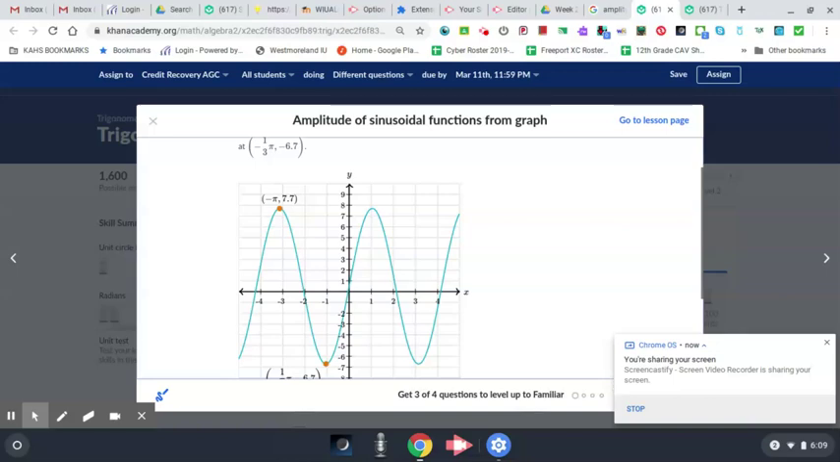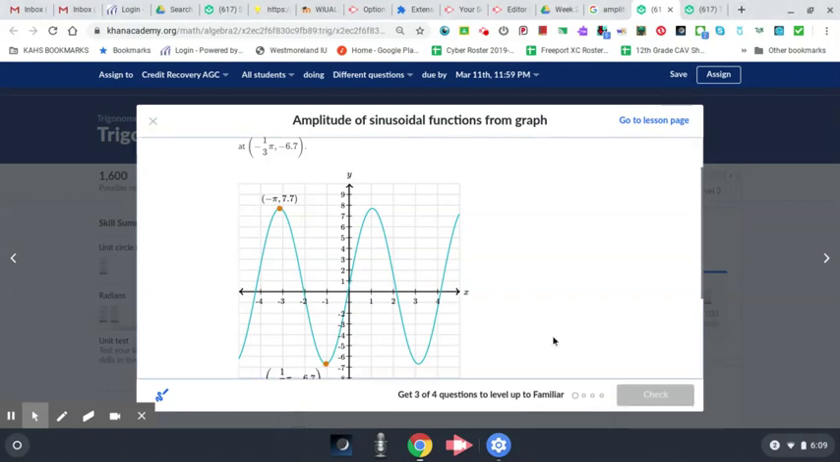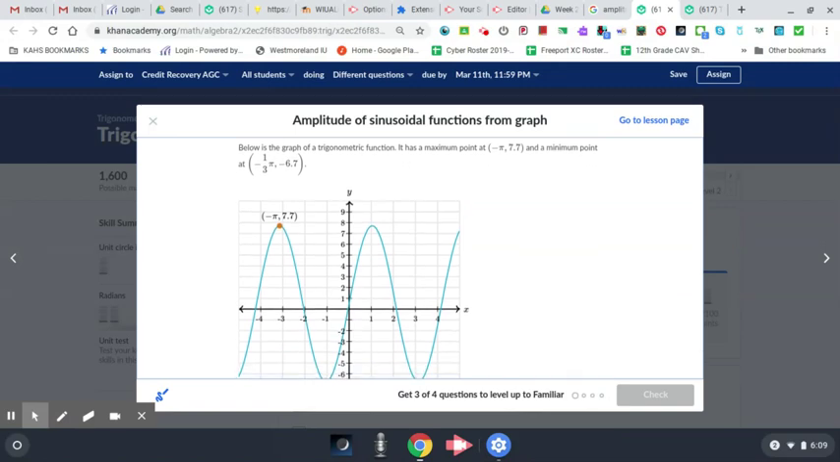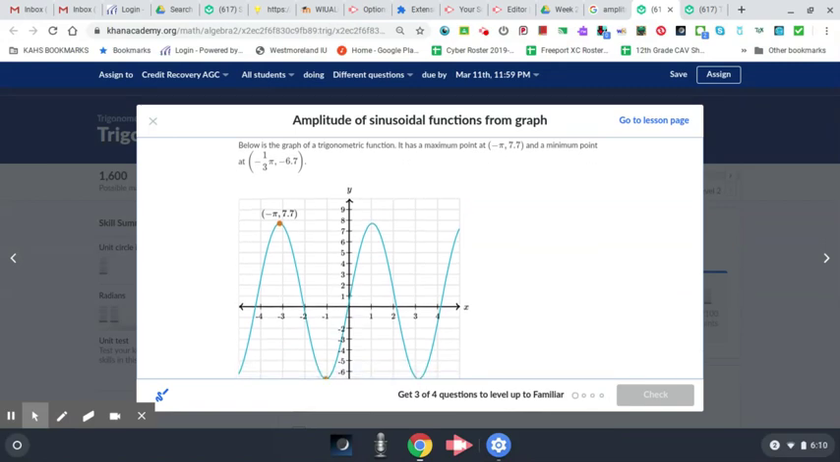Hi, this Khan Academy exercise is on the amplitude of sinusoidal functions from a graph. So in the problem here, it says below is the graph of a trigonometric function. It has a maximum point at negative pi, comma 7.8.